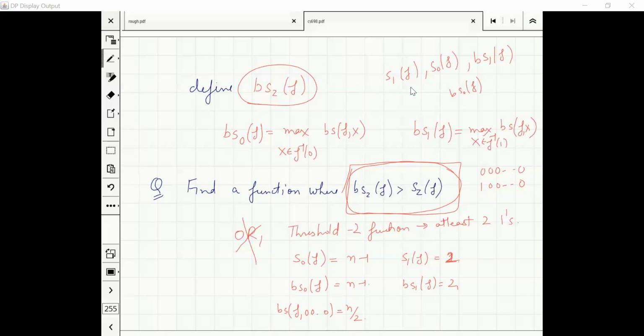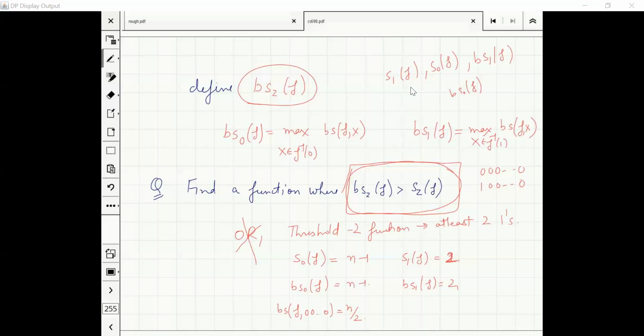So the function should return 1 only at Hamming weight 2 inputs. Exactly 2? Exactly 2 Hamming weight. Yes, exactly 2. That's called an exact 2 function. What is the sensitivity? It would still be n minus 1, right? Yeah. So that's not good. Exact is not good.